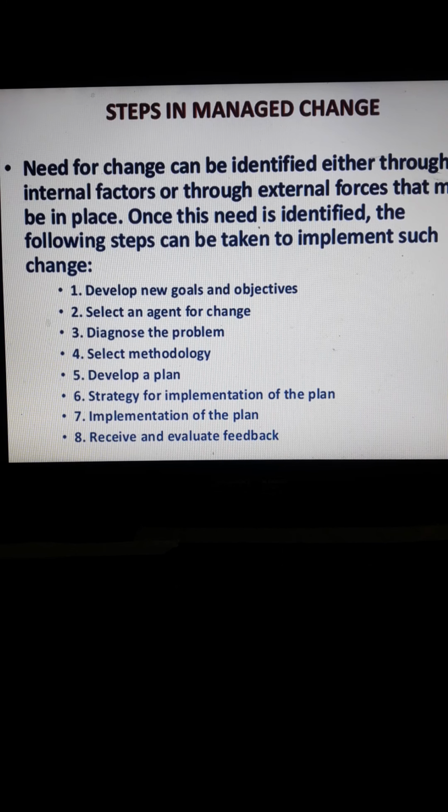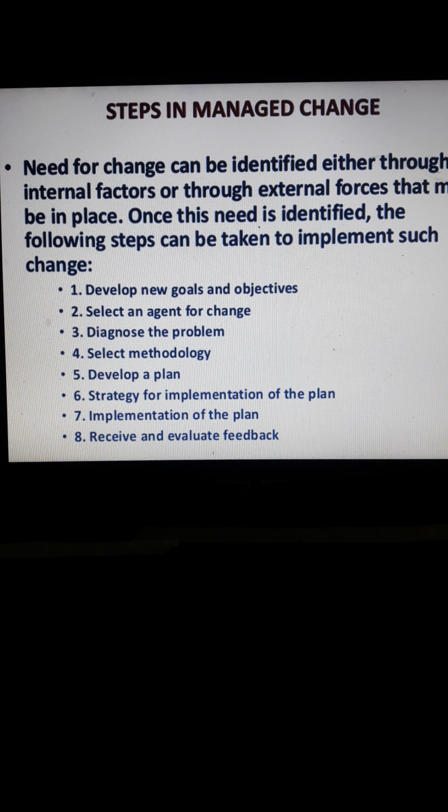Continue with our discussion, steps in managed change. So the need for change can be identified either through internal factors or through external factors. Once this need is identified, the following steps can be taken to implement change. Number one, develop new goals and objectives. So you have to set your goals, your agenda. Next, select an agent for change, or select a person. Especially the persons involved here are the human resource development, or human resource personnel.